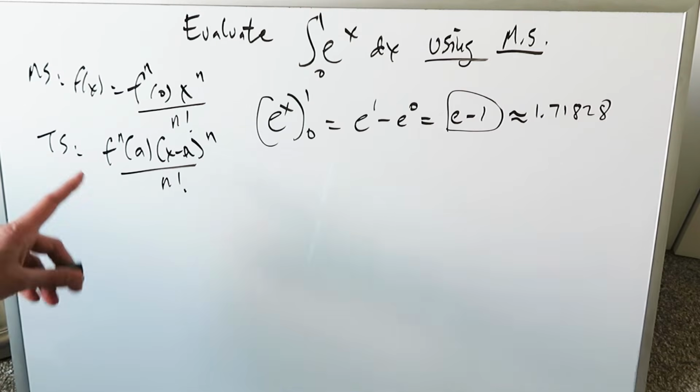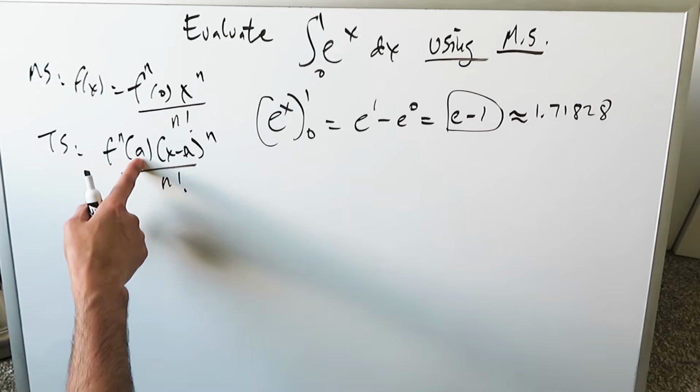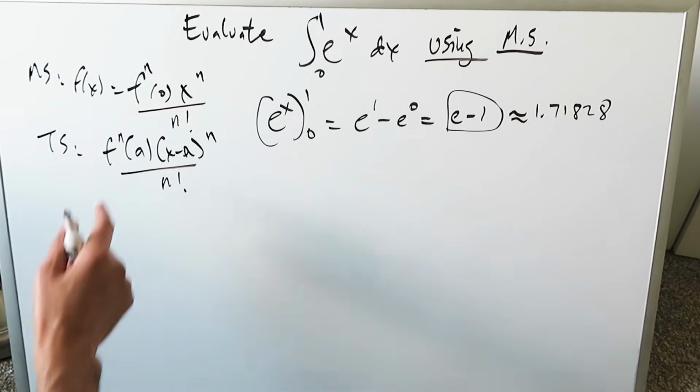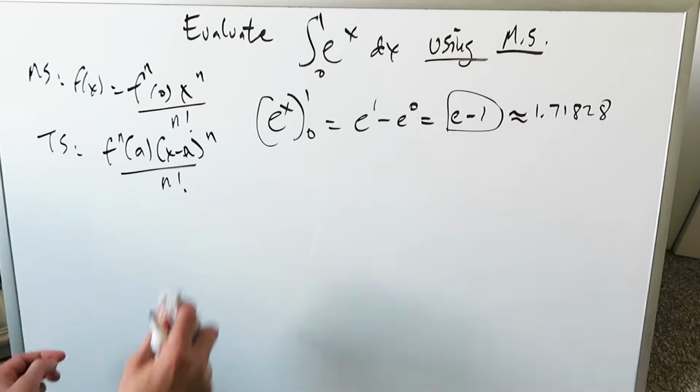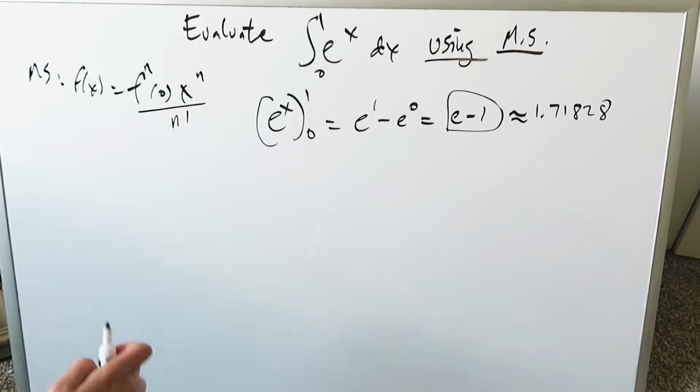See the difference between the two. In the Maclaurin series you're centering it around 0, in the Taylor series you're centering it around a. This right here is the template you'd use. It would essentially convert your function into a power series, and then you could easily integrate that. And let me show you.